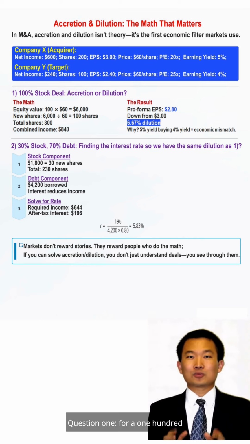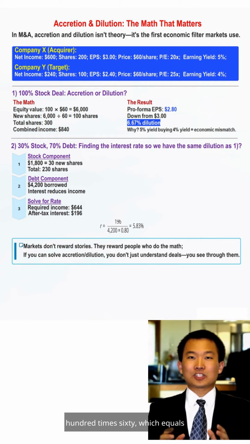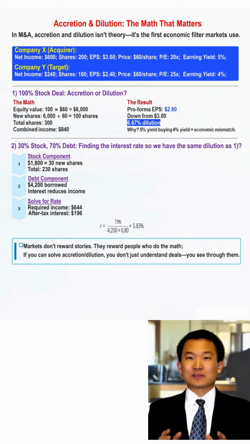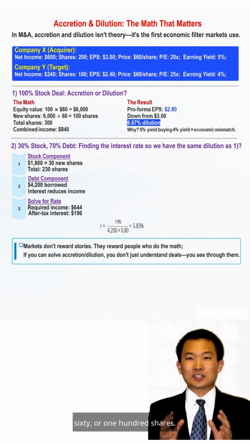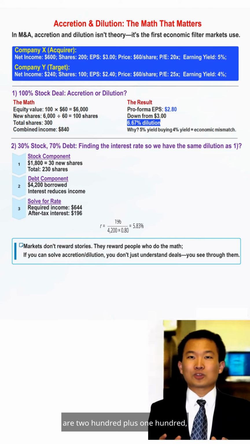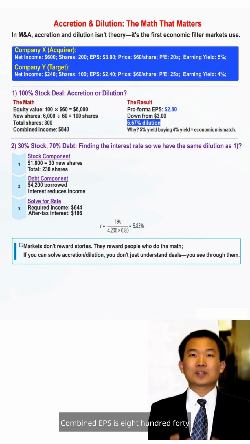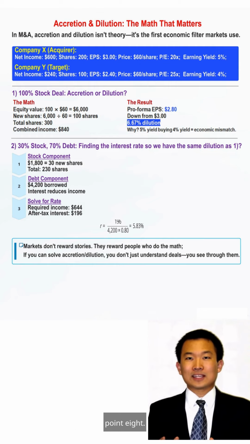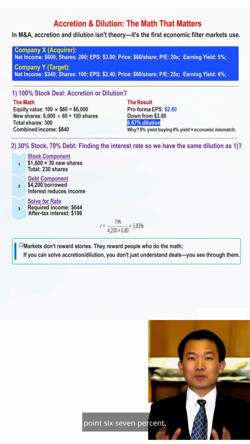Question 1. For a 100% stock acquisition, without considering synergy, is the EPS dilutive or accretive? Company Y's market cap is 100 times 60, which equals 6,000. If Company X pays all in stock, it must issue 6,000 divided by 60, or 100 shares. After the acquisition, total shares are 200 plus 100, or 300. Combined net income is 600 plus 240, or 840. Combined EPS is 840 divided by 300, or 2.8. EPS drops from 3.0 to 2.8, a dilution of 6.67%.